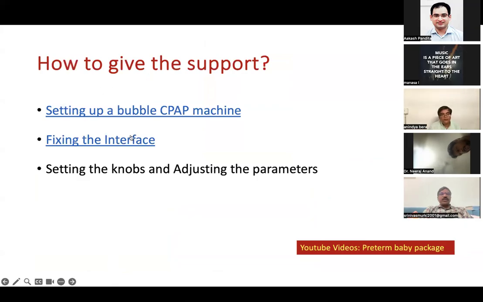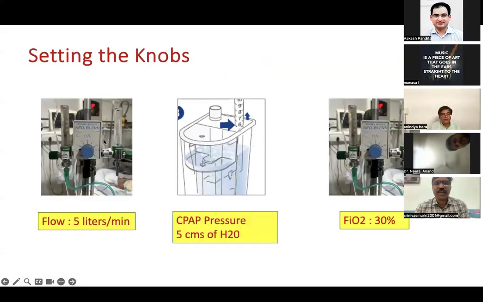So how to give the support? We need to set up a bubble CPAP machine. We need to fix the interface. And once you set the machine and fix the interface, you need to know what are the knobs which we have on bubble CPAP and how do you adjust those knobs. So let us look at these knobs. Basically you have only 3 knobs in bubble CPAP: the flow knob, the pressure knob, and the FiO2 knob.